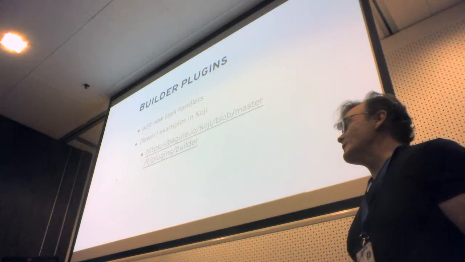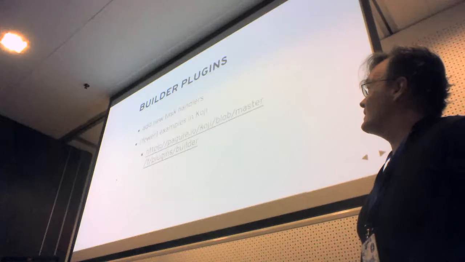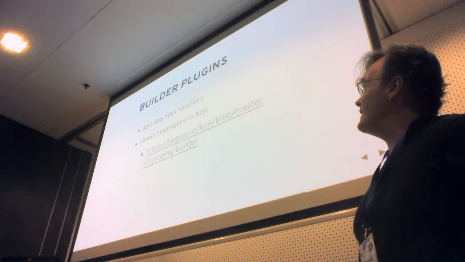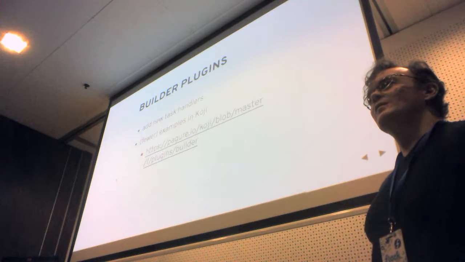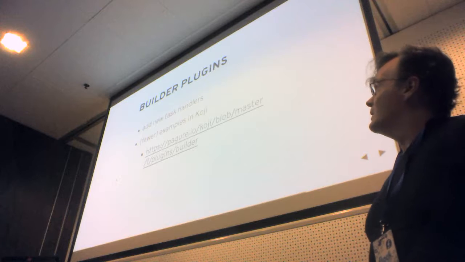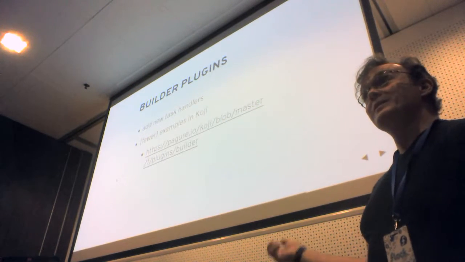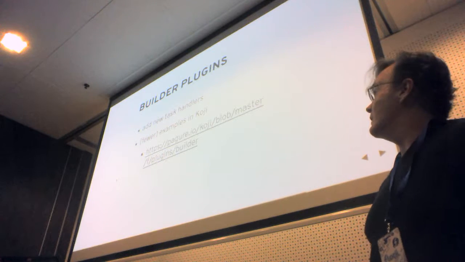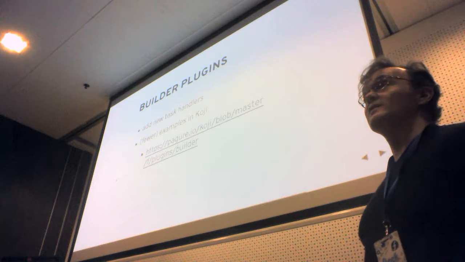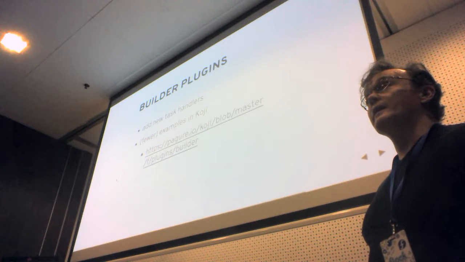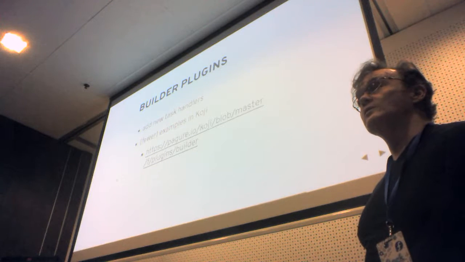There are fewer things that we have specific hooks for plugins to use. The easiest thing to do with a plugin is add new task handlers, which is granted terribly useful. The example that we have in the Koji code itself is the runroot plugin that was added recently for the compose tools to use.